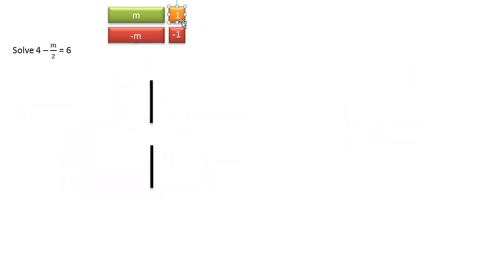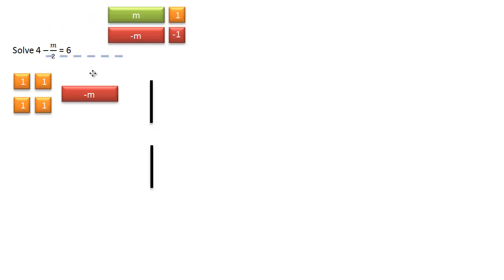In the final example, we have 4 positive 1 tiles. And we're taking away an m over 2, so we get a negative m tile, but that negative m tile is split in half. And that's going to be equal to a positive 6 on the right-hand side. So here are 6 tiles, 6 1 tiles.